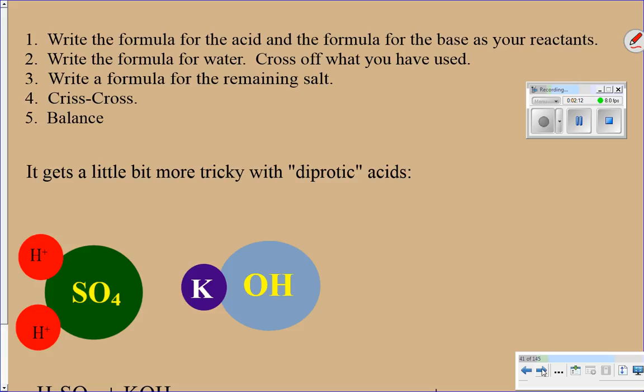Next, you need to write the formula for water and cross off the ions that have been used to make that water, which are typically H+ and OH-. You're going to write the formula for your remaining salt, and in that formula you need to make sure that you crisscross and, of course, write the positive ion first. Finally, you balance the equation just like we used to earlier in the year. If you need to pause for a moment in order to write these steps down, this would be a great time to do that.